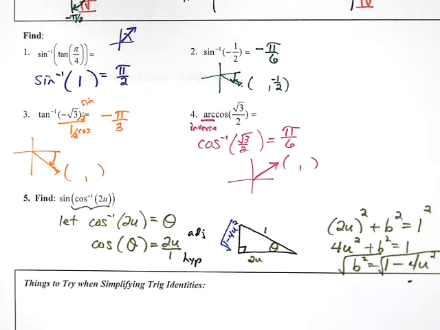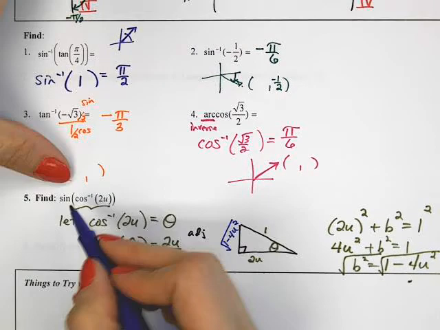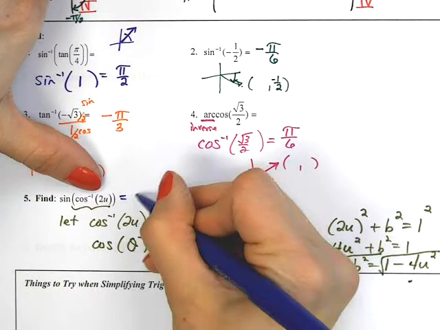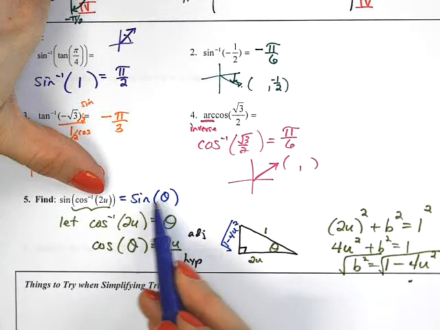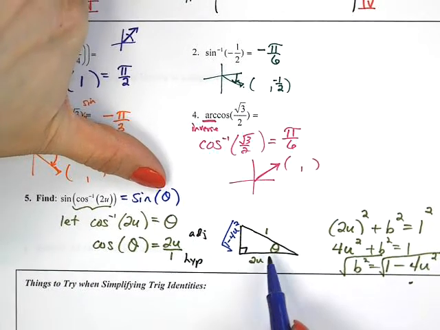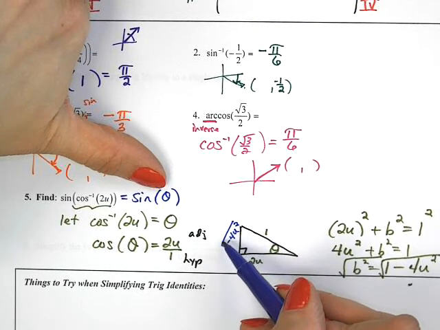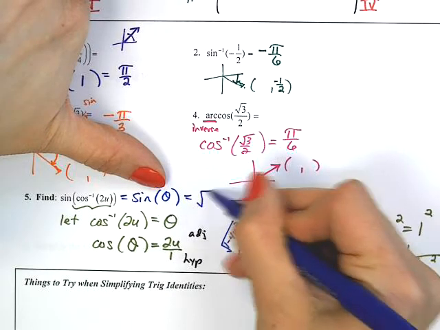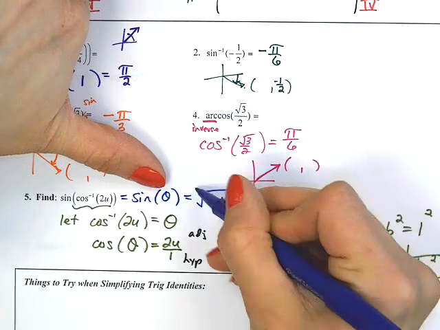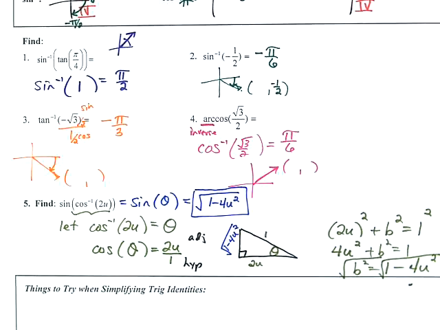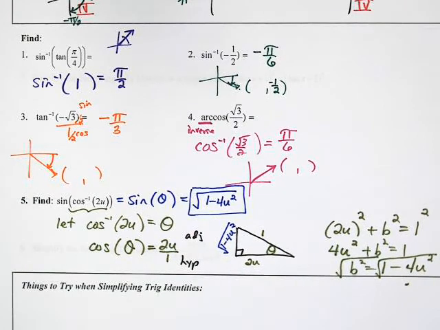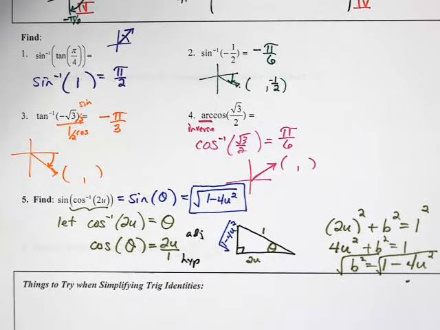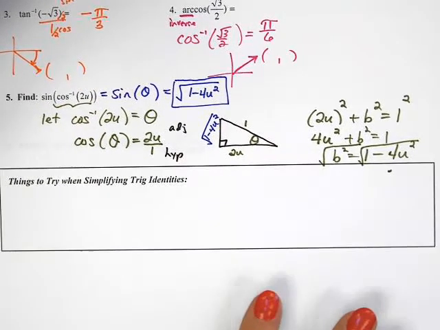Okay, well now that I've got the picture drawn, let's go answer this problem. I said that this part here was theta, so the inside part becomes a theta. Sine of that stuff, sine of theta, let's look at our picture. Sine is opposite over hypotenuse. So it's going to be the square root of 1 minus 4u squared. You have to know SOHCAHTOA, you have to know the Pythagorean Theorem, parentheses, and how to write stuff nicely with inverses.